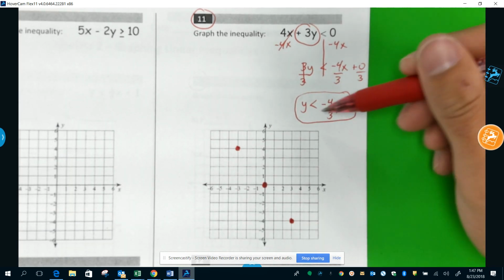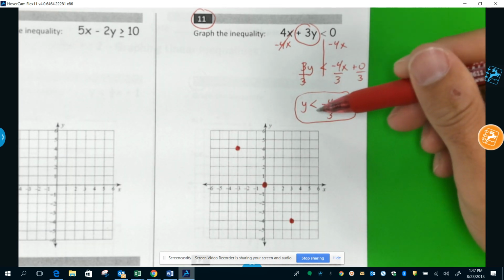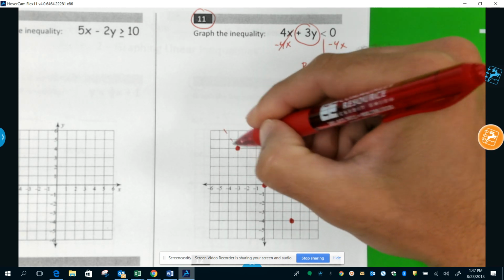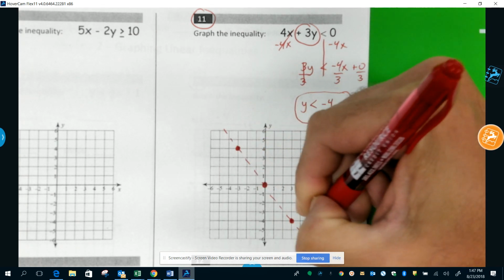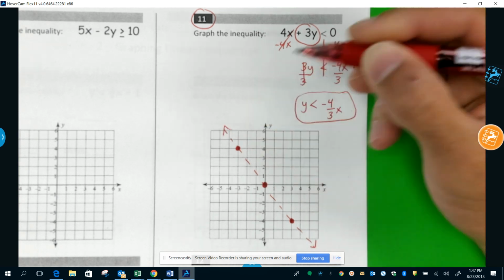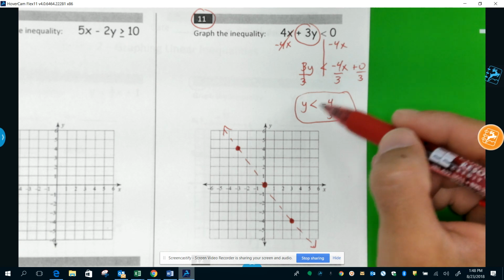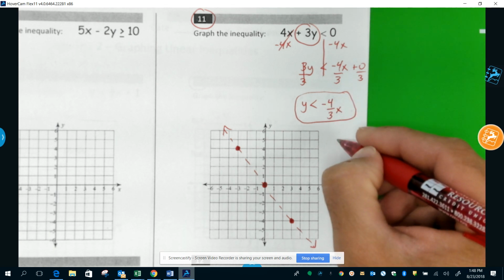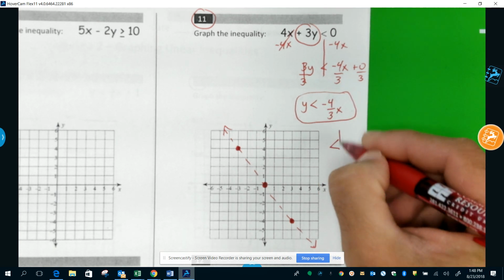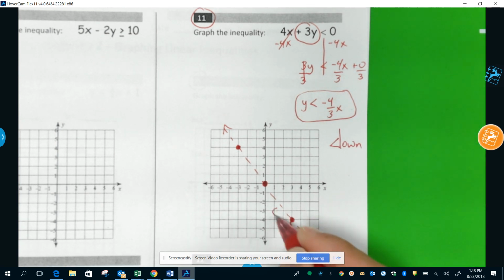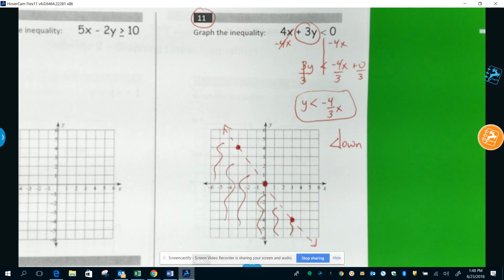All right, so I do not have an equal to line underneath here. So I'm not going to go solid. I instead need to go with a dotted line here. And last but not least, I've got to shade this. This is a less than sign. So a less than sign tells me I shade down. So I put my pen on the line and go straight down. I shade all this down below the line. And that's all we've got for today.